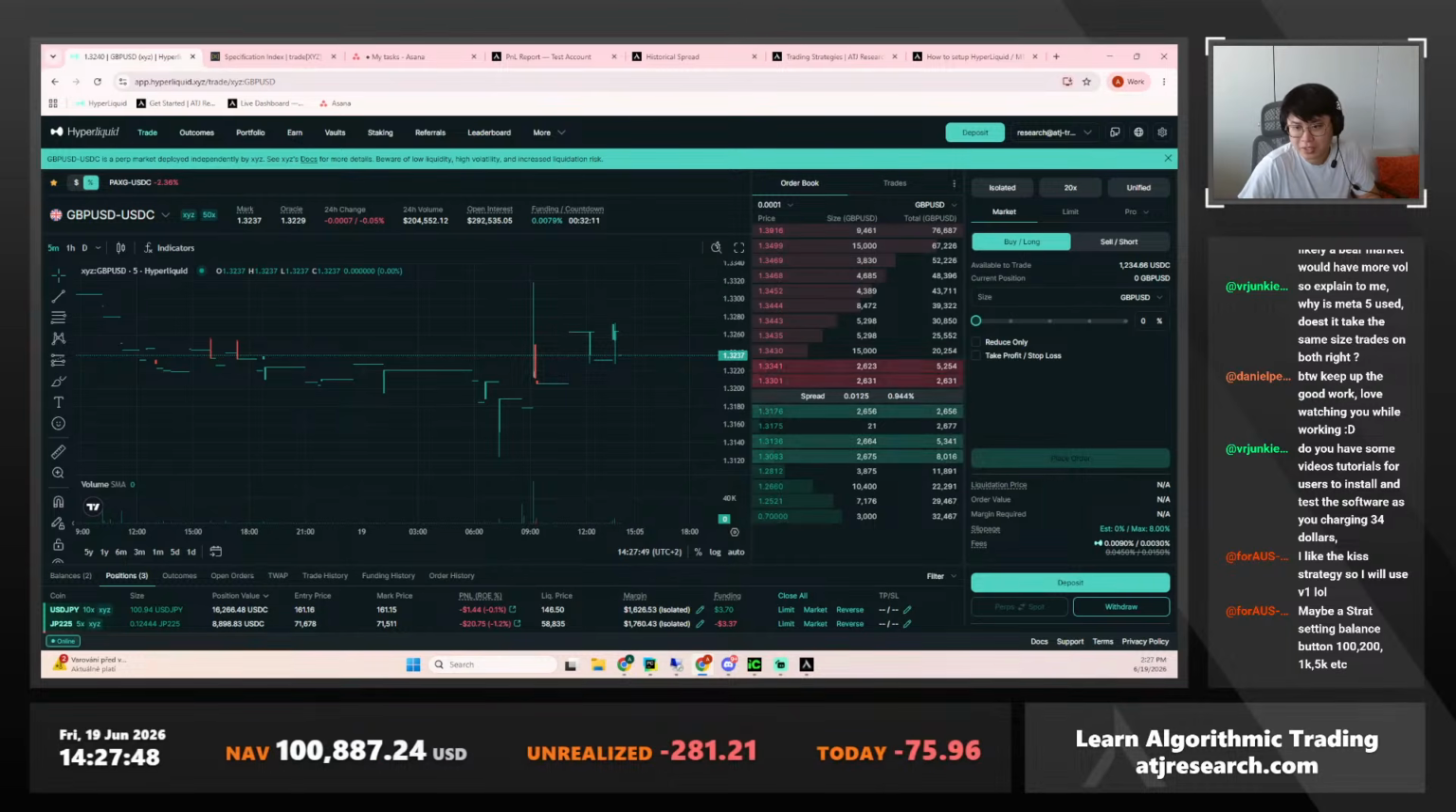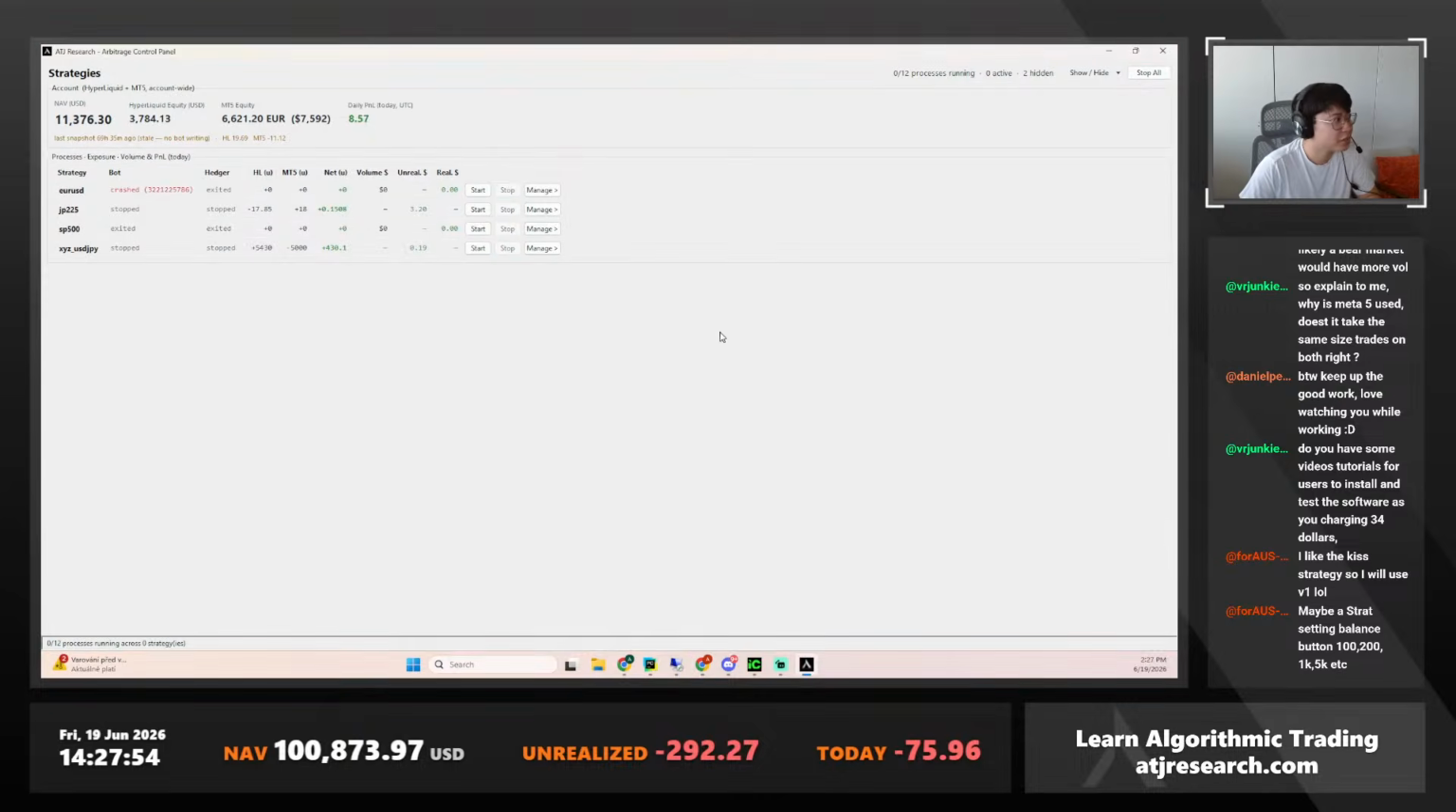Yeah, maybe a strat setting balance button. Yes, yes. I was planning to do that too. So maybe next week, what I'm going to do is you can allocate capital in percentages, right? So I want to allocate 10% or 20% of my capital, and also set the leverage. Based on Hyperliquid leverage, the strategy can then compute the maximum lot size for that strategy, and then it will deploy the trading bot with that allocated capital.